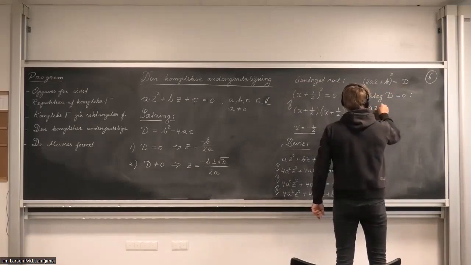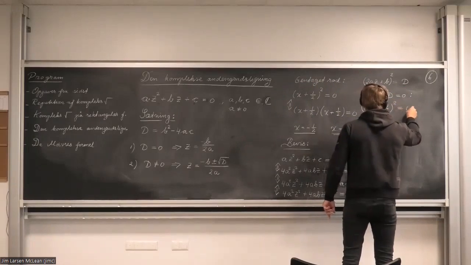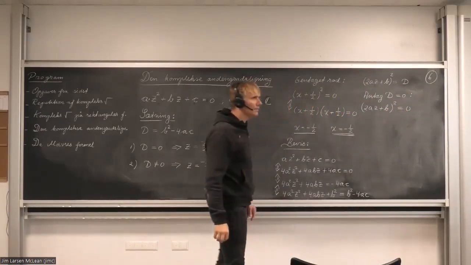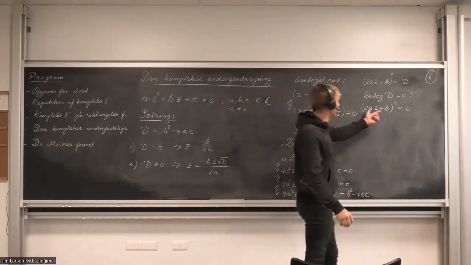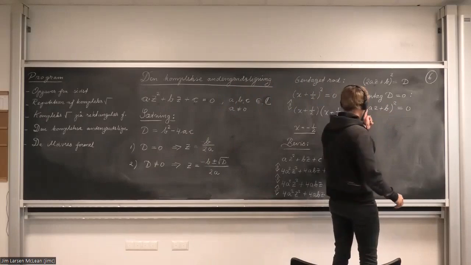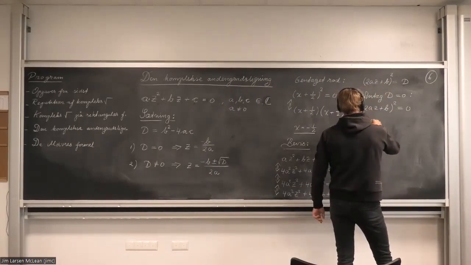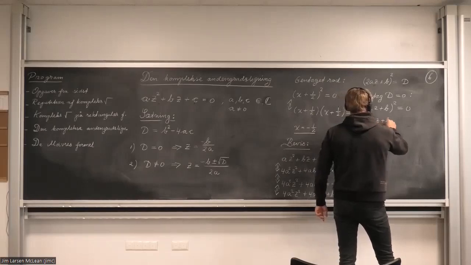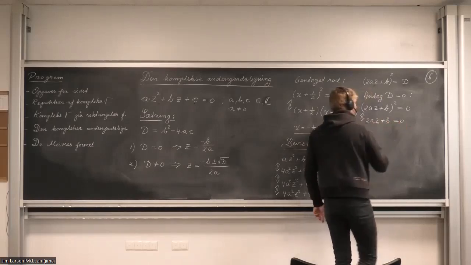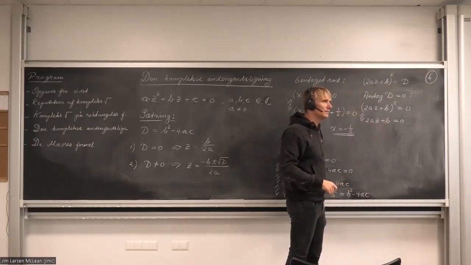So now it says that (2az plus b) squared must be equal to 0. Well then, we know the value inside must be 0, because the only number that results in 0 is 0 itself. So 2az plus b has to equal 0. And now we can simply isolate z. We subtract b from both sides and divide by 2a, and that's how we isolate z.